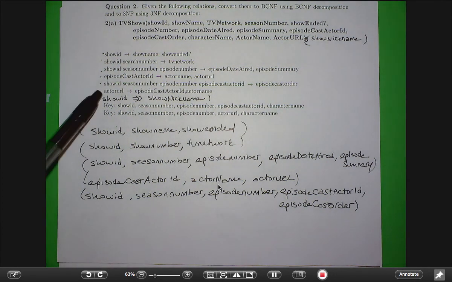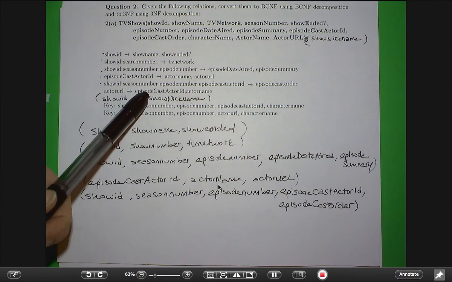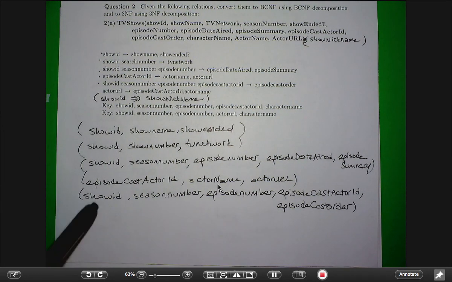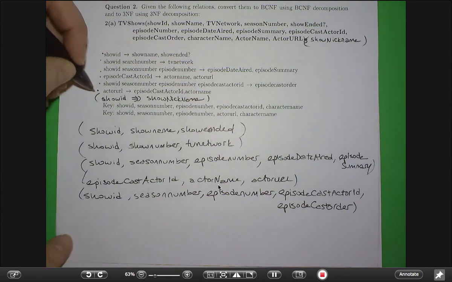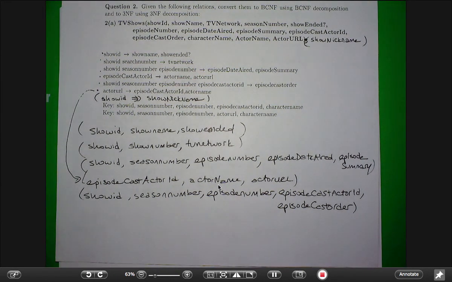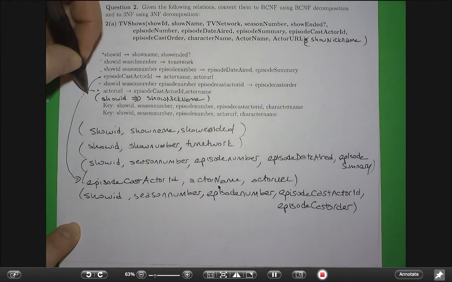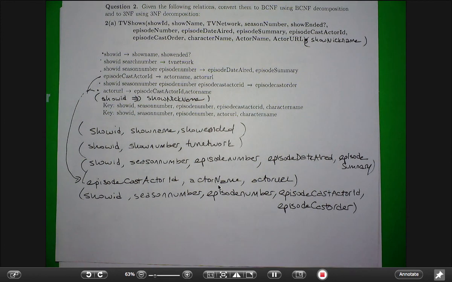So this one says actor URL implies episode cast actor ID and actor name, but it's the same relation as this one. So I'm not going to create a new one for this because this one has all the attributes in it, right? So these two create the same relation.